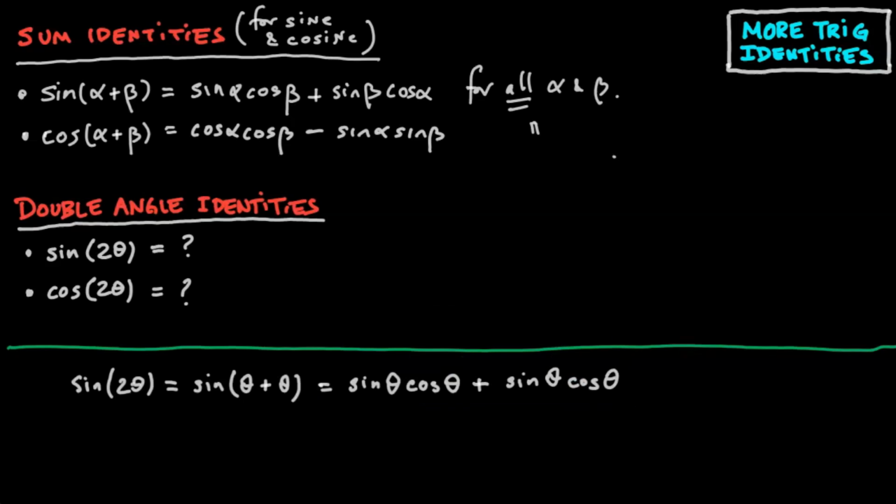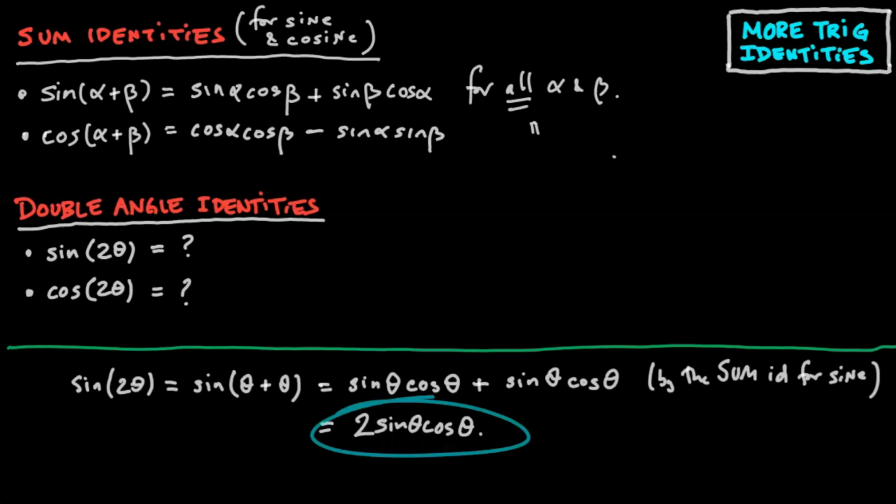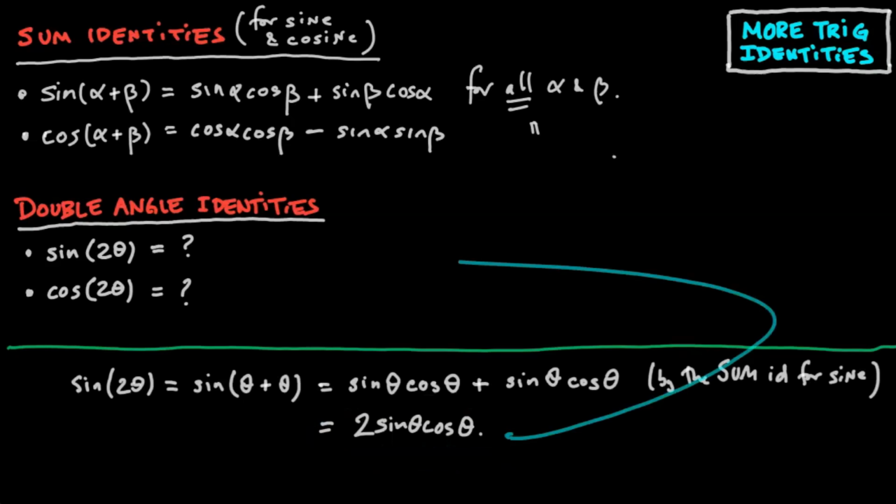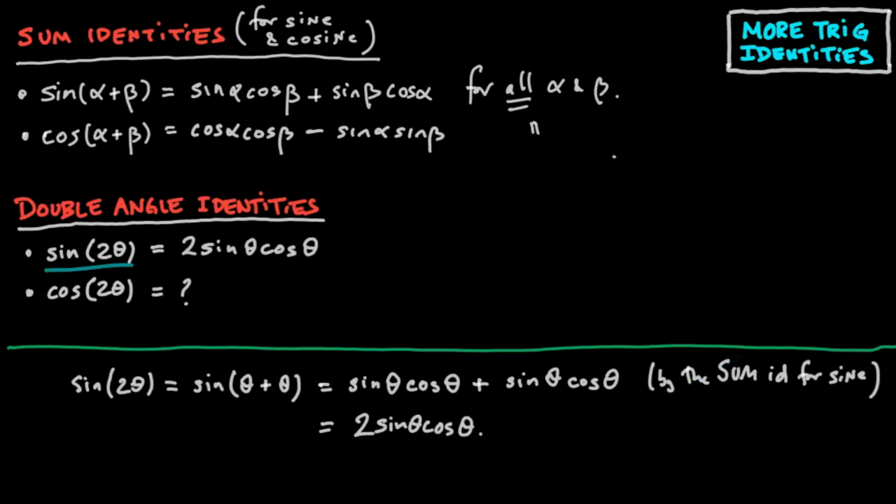So that was by the sum identity for sine. But of course, this simplifies greatly. In fact, I just have 2 copies of sine theta, cosine theta, and that's it. Let's put this in its preordained spot. Sine of 2 theta is 2 sine theta, cosine theta. And as I say in the book, this one just rolls off the tip of the tongue because it sounds like a line of poetry.